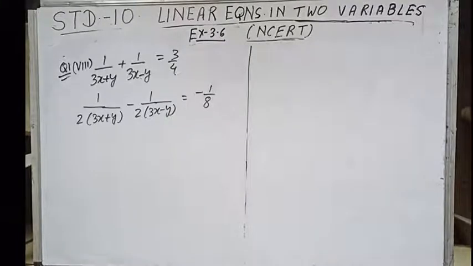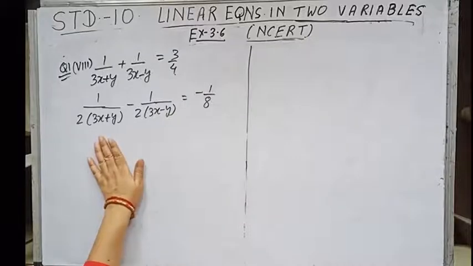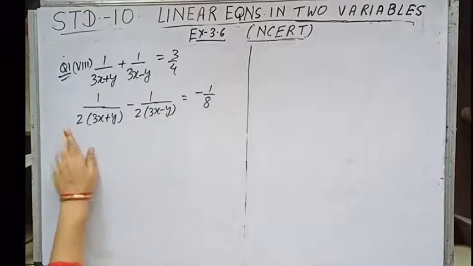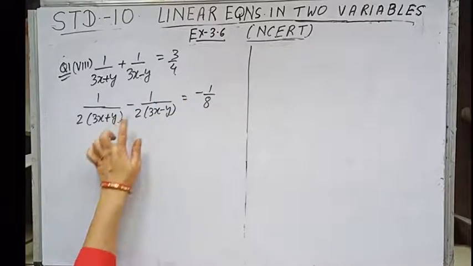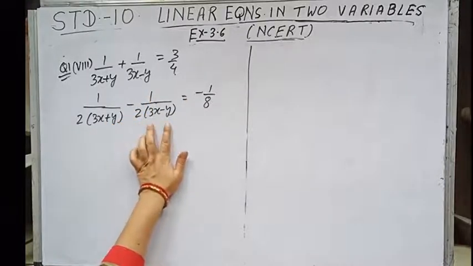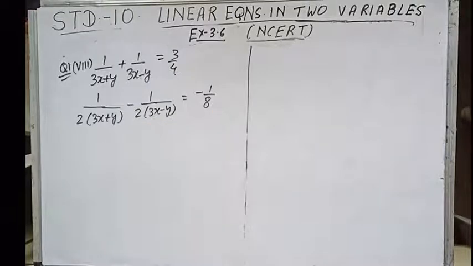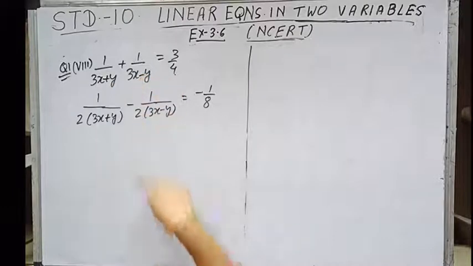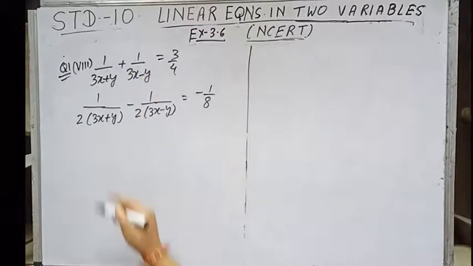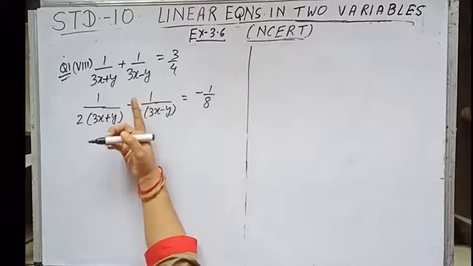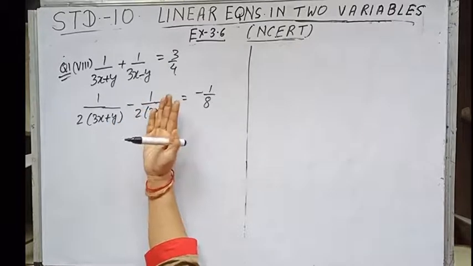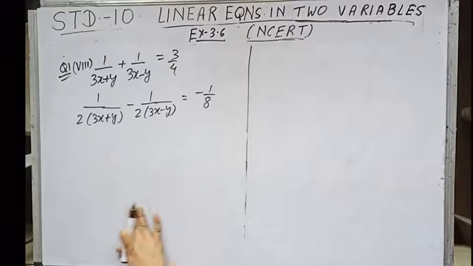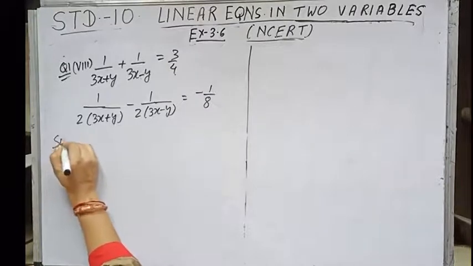Coming to subpart number 8, the given system of equations are 1 by 3x plus y plus 1 by 3x minus y equals 3 by 4, and 1 by twice of 3x plus y minus 1 by twice of 3x minus y equals minus 1 by 8. So over here these two have the same denominator, and these two 3x minus y are the same. So we will suppose 1 by 3x plus y as a variable and 1 by 3x minus y as another variable. We will solve, and hence substitution in our supposition will give the value of x and y. So let us start.